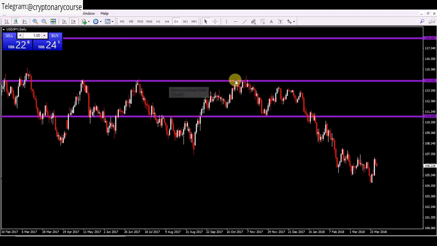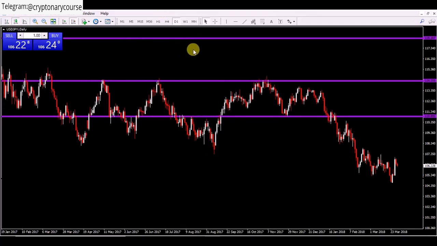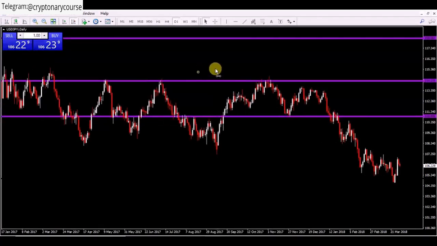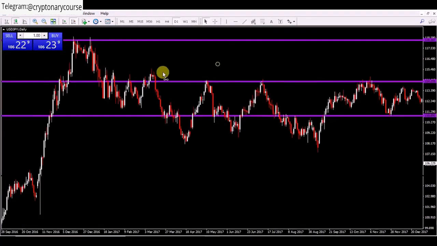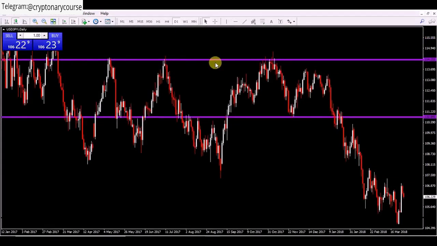A good 300 pips. So one of the things that I like to do, and like I said, daily is as low as you want to go as far as finding valid support resistance areas, is just measure out that first initial support resistance zone. This is a very valid one.